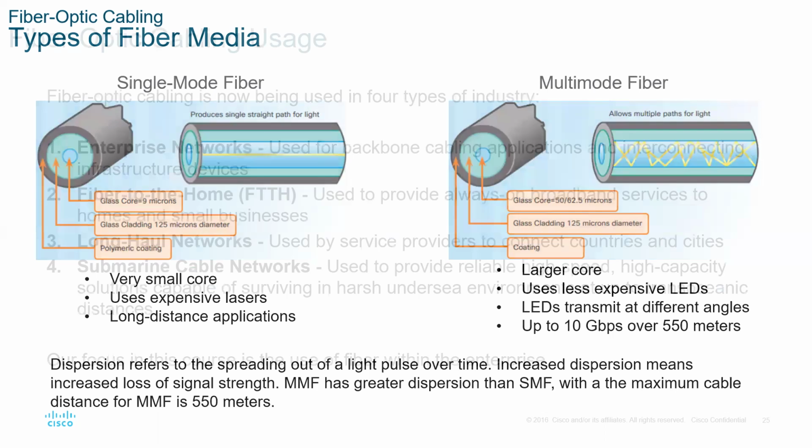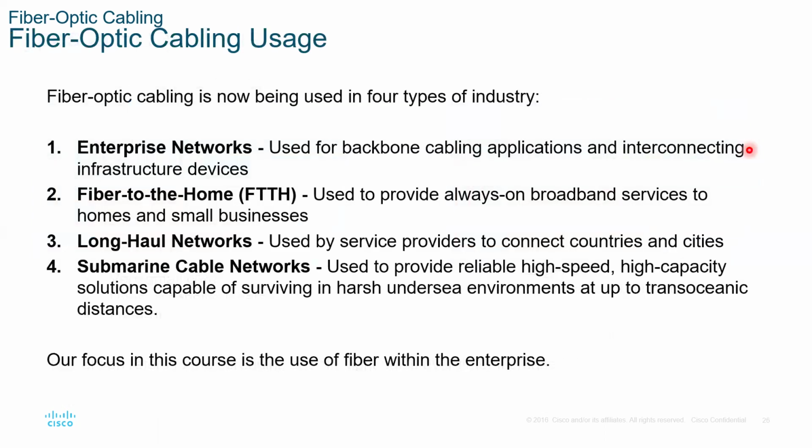Right, your reading is getting heated there. Fiber optical cabling usage: fiber is used in enterprise networks, FTTH (fiber to the home), long haul networks, submarine cable networks. Recently I heard news about submarine cables, I think in Ghana, where people lost internet because of that. Did anyone hear about undersea cables being damaged? Who was that talking about the cables being damaged?